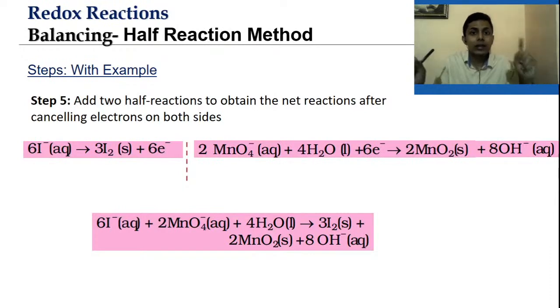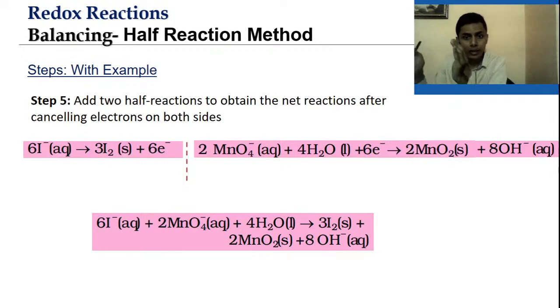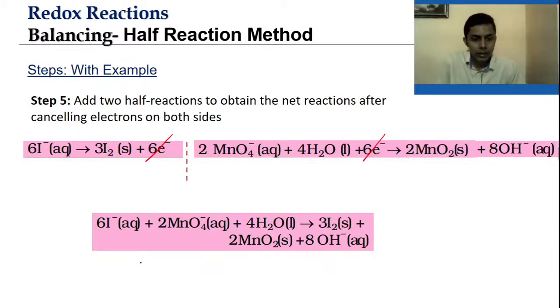Once that is done, balance the charge by adding electrons both on the oxidation side as well as the reduction side. Make sure that the number of electrons on the oxidation side and the number of electrons on the reduction side are the same, by multiplying with a suitable factor. Once that is done, you can directly add and you will see that this 6 electron and this 6 electron will cancel out, giving us the balanced equation. And you can validate whether your equation is correct or not by doing three things. Or rather, two things is sufficient.